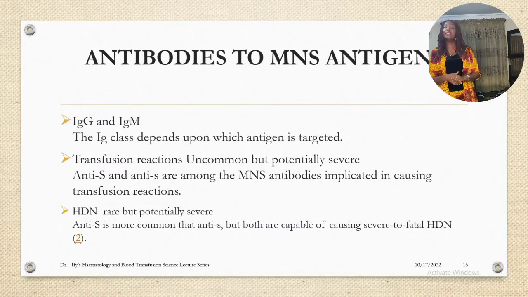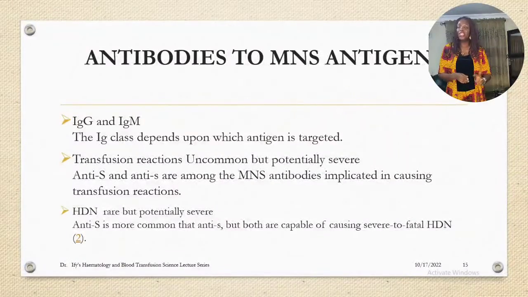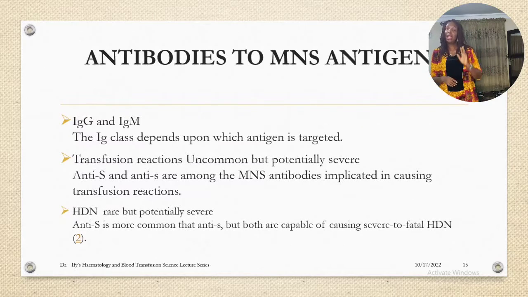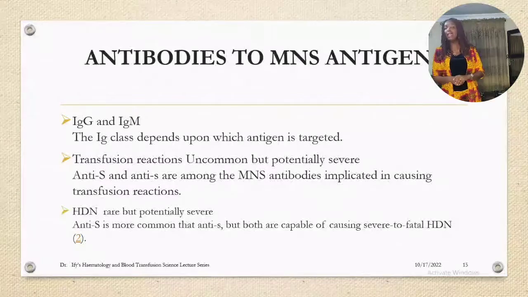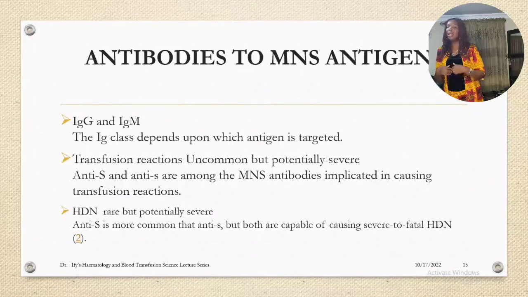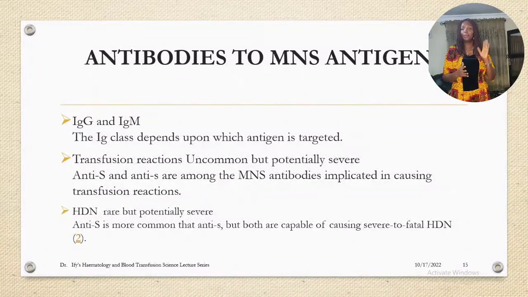Antibodies to MNS antigens. The antibodies to MNS antigens are both IgG and IgM. You can have IgG, you can also have IgM. The IgG class depends upon which antigen is targeted.